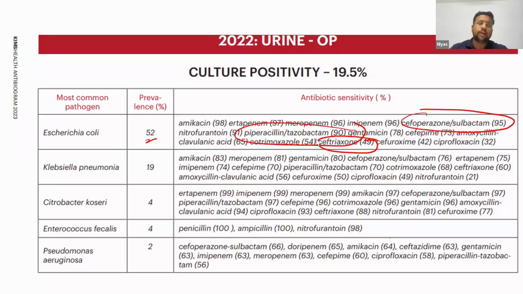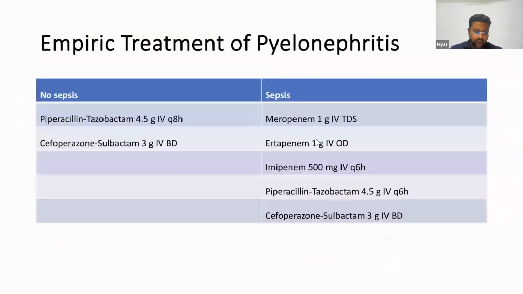And you don't want to do that. Whenever you're choosing an empirical regimen, you should be successful at least 80% of the time. So that's the dictum. So you have to use either cefoperazone sulbactam or piperacillin tazobactam. The carbapenems, ertapenem is very good, 97% susceptibility, meropenem also almost similar susceptibility, but that you may reserve, especially for patients who are sick or the patients who are in sepsis. Otherwise, for most of the patients in our setting, cefoperazone sulbactam or piperacillin tazobactam are good enough antibiotics.